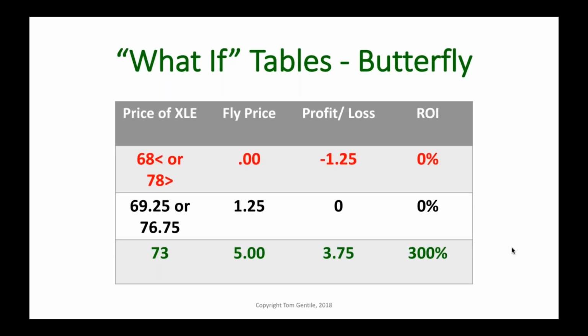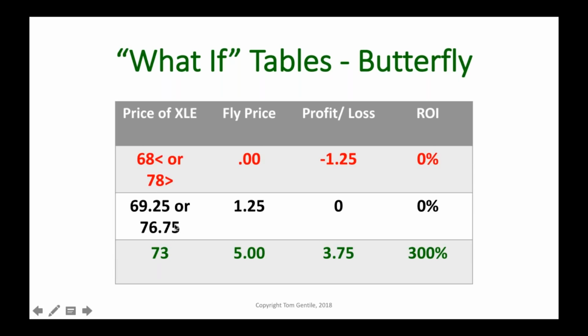If you are in between the 69.25 or the 76.75 areas, you're at break even or making money. Let me show you how we come up with those numbers. Take the lower strike, the one that we bought, and add $1.25 to that, and 69.25 is your break even. Take the higher strike, the 78, minus $1.25, and that's your high side break even. And everything in between these two is profit.